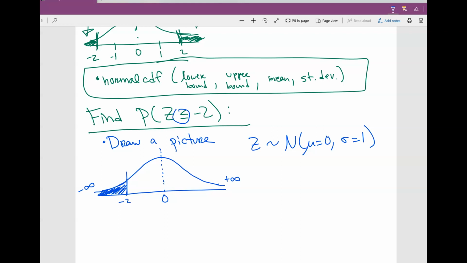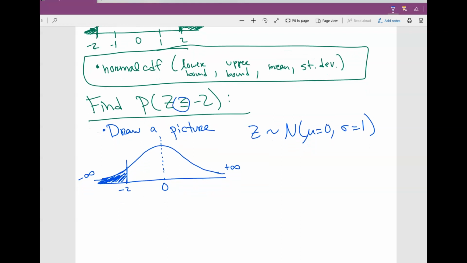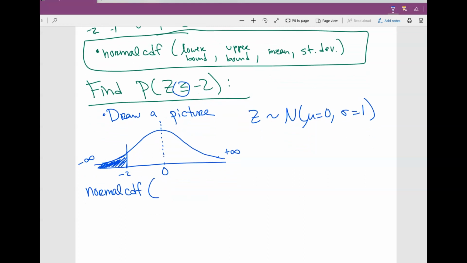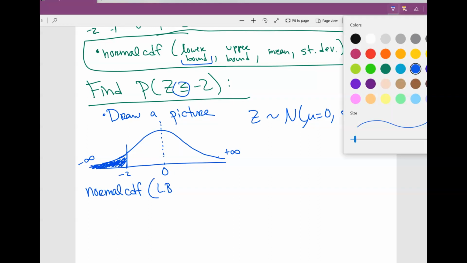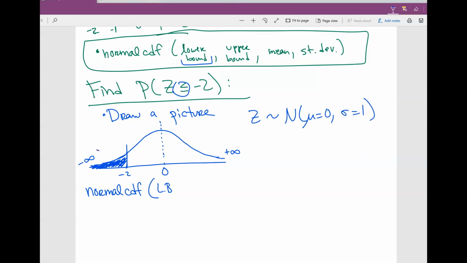In order to find the area, all you have to do is use the normal CDF function. So we're going to do normal CDF. And now we're going to put something in our lower bound. So what would be our lower bound? Our lower bound is basically the lowest point in this particular area. Notice that in this area, our lowest point is going to be -infinity. So that's going to be our lower bound.